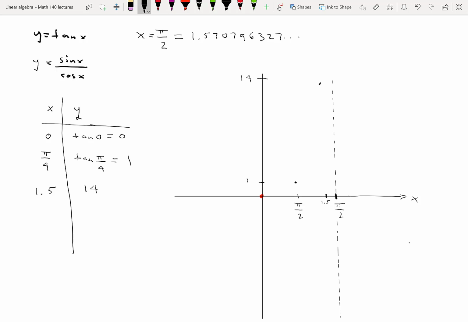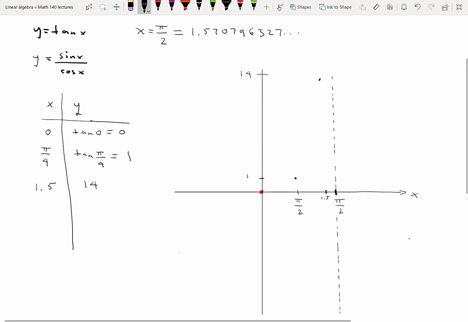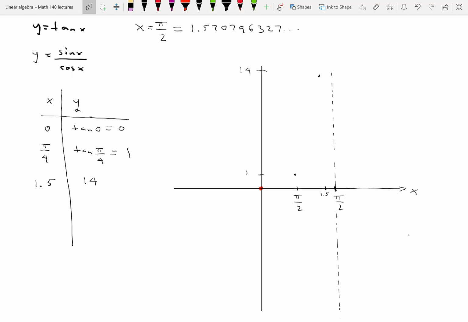So the tangent function appears to be getting very large as x gets close to pi over 2. Well, how large? Does it stop getting large? Well, let's get closer. Let's do the thinking like a calculus student thing. Let's get a little bit closer to pi over 2. Let's take x to equal 1.57. Okay, so I'm letting x equal the first 2 decimal places of pi over 2.